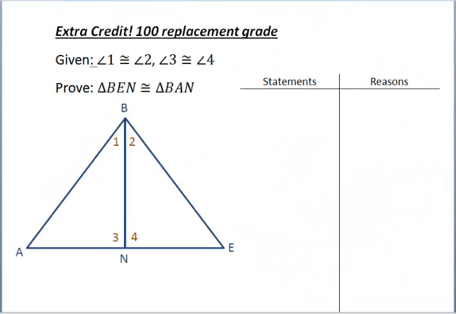Alright, so here's a little bit of extra credit for you if you would like some. This will give you a 100 replacement grade of any daily grade in the grade book right now. So if you bring this to me at the beginning of our next class, show it to me completed and correct, I'll replace a 100 in the grade book. Okay, it's given for this proof that angle 1 is congruent to angle 2, angle 3 is congruent to angle 4. So 1 and 2 are congruent, 3 and 4 are congruent. So I want you to prove to me that triangle BEN is congruent to triangle BAN.